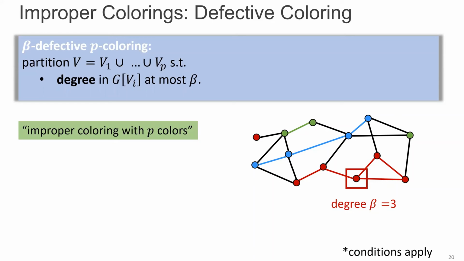Here you want to color the graph with fewer colors, so P is usually much smaller than delta. But each color class induces a graph of a small maximum degree. So here this red node has only 3 neighbors with the same color. So here the defect is 3.